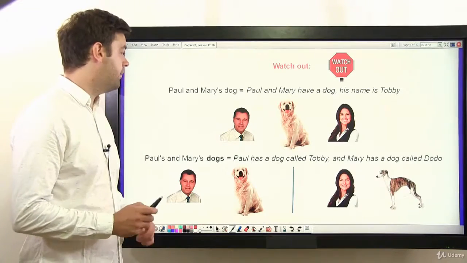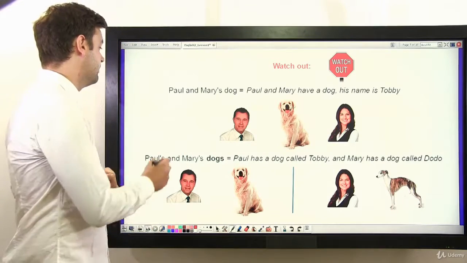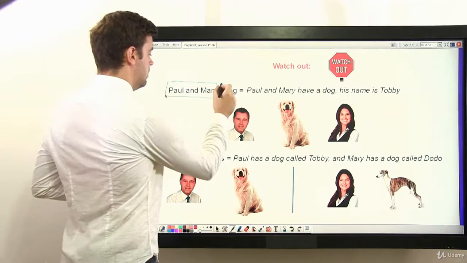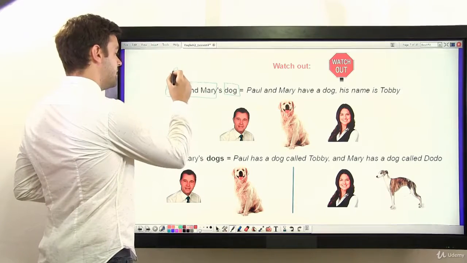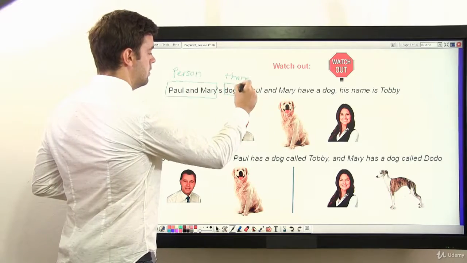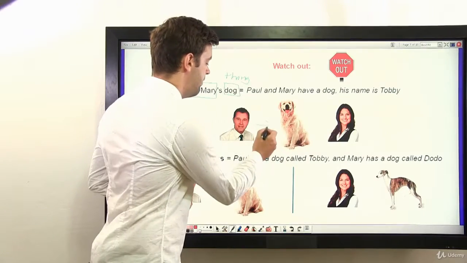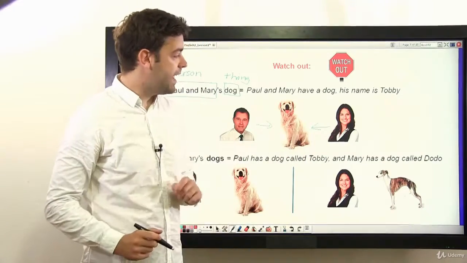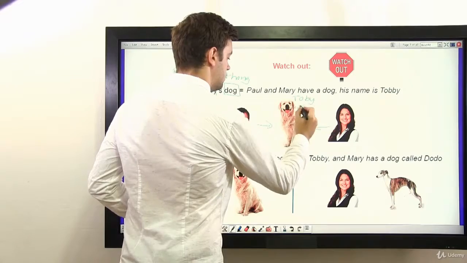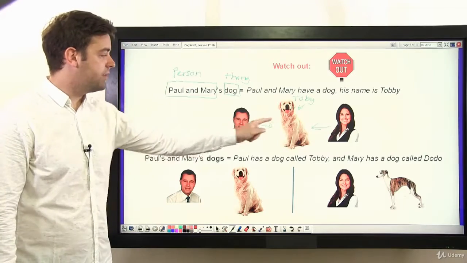Here are some things to watch out for, though. So, Paul and Mary's dog. Paul and Mary have a dog. His name is Toby. So this is one person, okay? And this is one thing. This is basically saying Paul and Mary have a dog. They both have a dog. And his name is Toby. So here is Toby. Paul and Mary's dog is Toby.